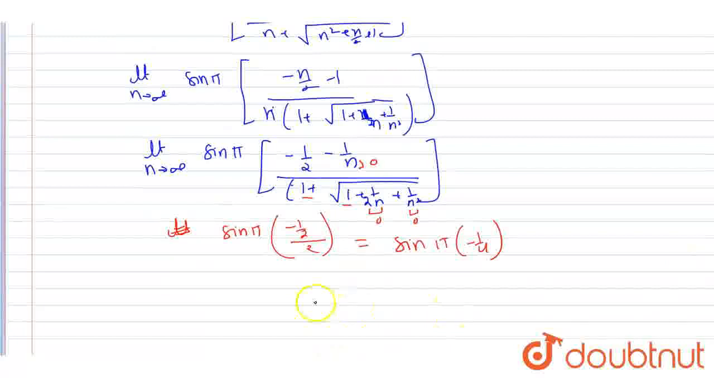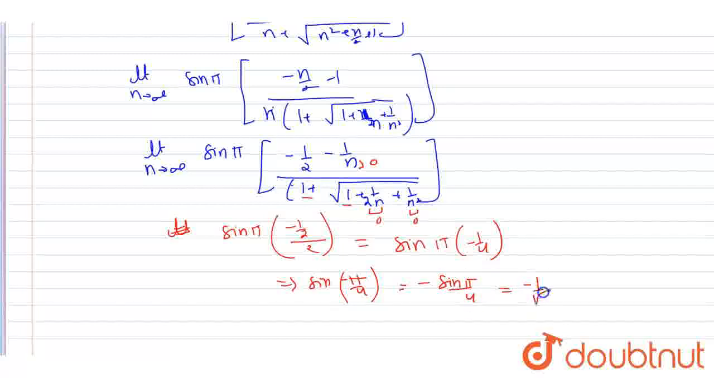Which can be written as sin of minus pi by 4. As we know, sin of minus pi by 4 is minus sin pi by 4, which is equal to minus 1 upon root 2.